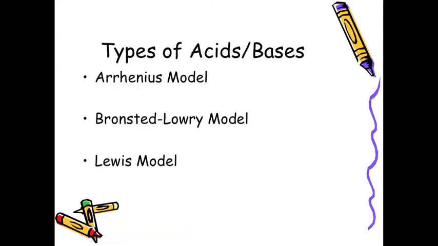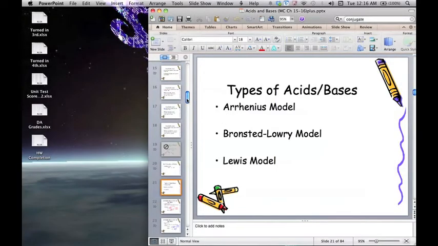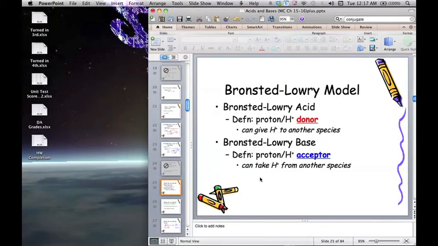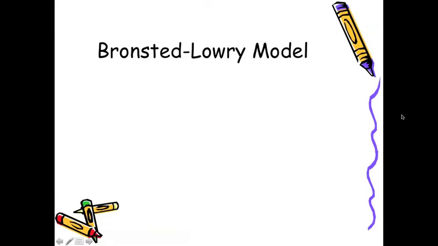The next slide in this presentation is types of acids and bases. You've got Arrhenius, Bronsted-Lowry, and Lewis. For the sake of this portion of the PowerPoint, skip this, go to slide 25 right there, where it says Bronsted-Lowry model. We're going to skip Arrhenius for the moment. We're not going to do Lewis either, but this we're going to do right now, and we'll come back to the other ones later.